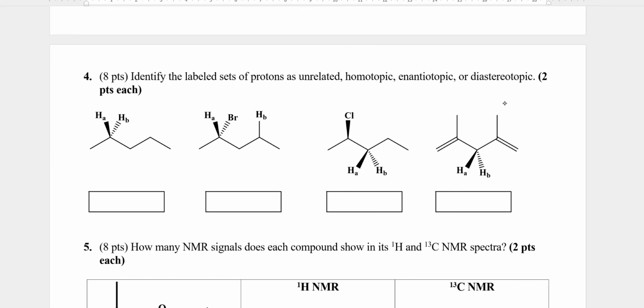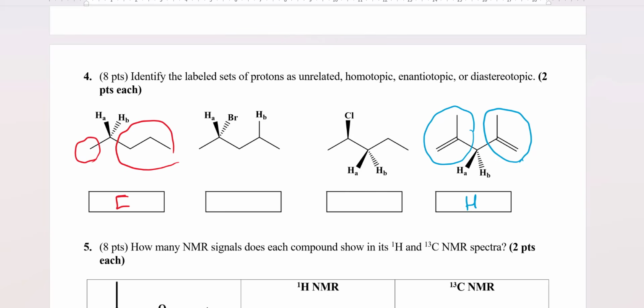For question number 4, we would like to find out the relation between hydrogens. Are they unrelated? Are they homotopic, enantiotopic, or diastereotopic? Take a look at these two hydrogens. This CH2 is attached to two identical groups. When a CH2 is attached to two identical groups, they are homotopic. If the CH2 is attached to different groups, then they are enantiotopic.